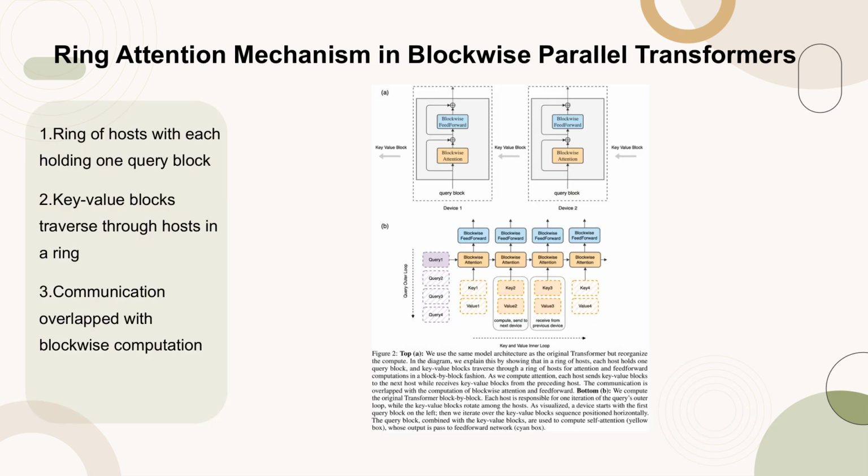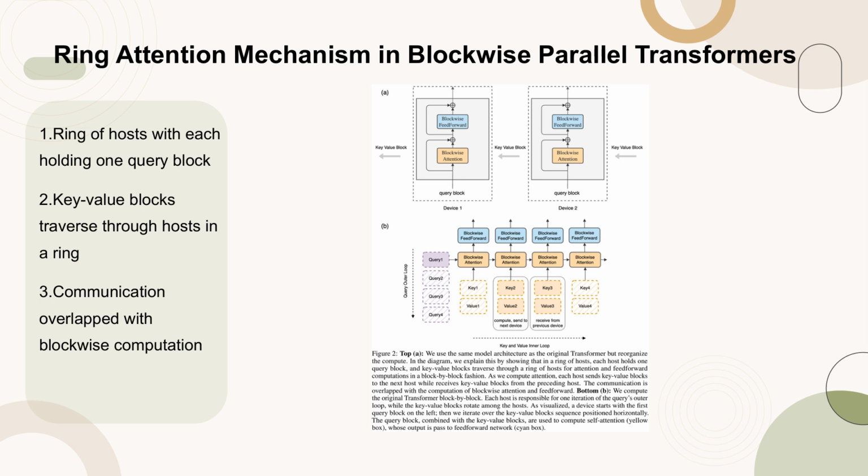Figure 2 illustrates the ring attention with blockwise parallel transformers, ring attention, approach. In Part A, the diagram shows a ring of hosts where each host holds one query block, and key-value blocks traverse through the ring for attention and feed-forward computations in a block-by-block fashion. During this process, each host sends key-value blocks to the next host while receiving key-value blocks from the preceding host, effectively overlapping communication with computation.